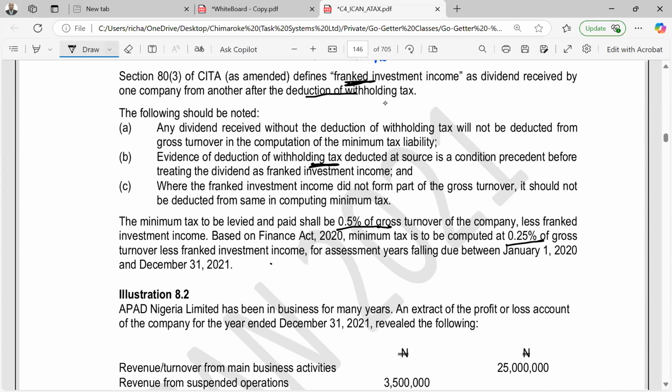It means you are going to use it only once, for either 2020 or 2021 year of assessment. You have to use it only once. Why is it so? It's because of COVID. So this is like a palliative, and they say instead of using 0.5% for either of these years, you pick one year that you would like to use 0.25% on your minimum tax.